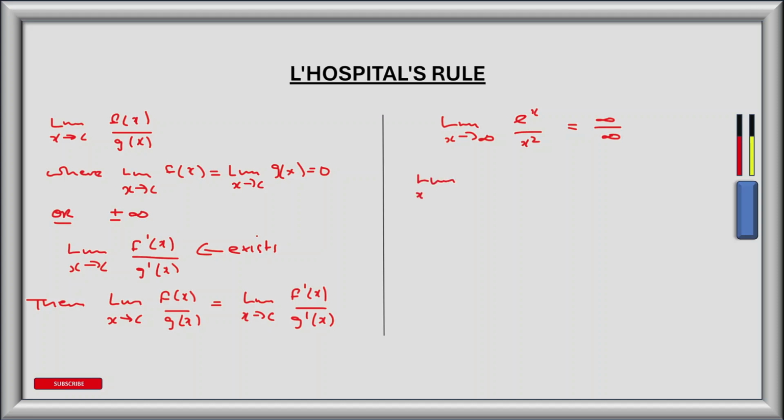So the limit as x tends towards infinity of e to the x divided by x squared is equal to the limit as x tends towards infinity of the derivative of e to the x, which is e to the x, divided by the derivative of x squared, which is 2x. So again, as x tends towards infinity, we have a case of infinity divided by infinity, which is indeterminate. So we can apply L'Hopital's rule yet again.